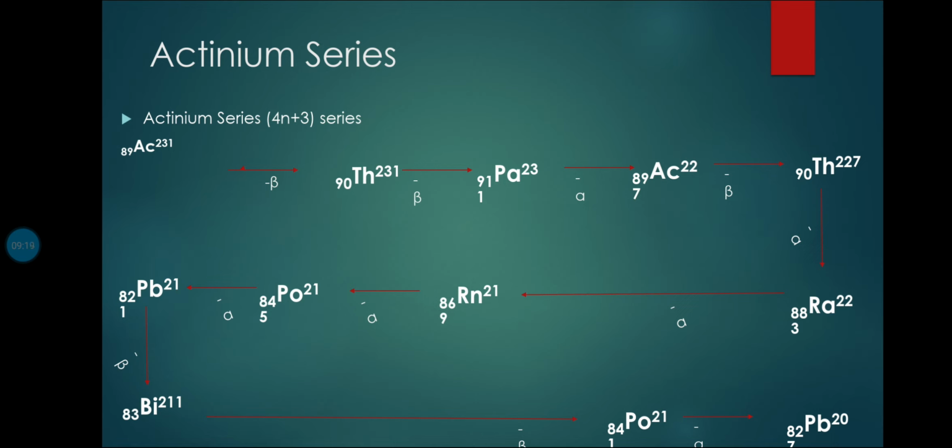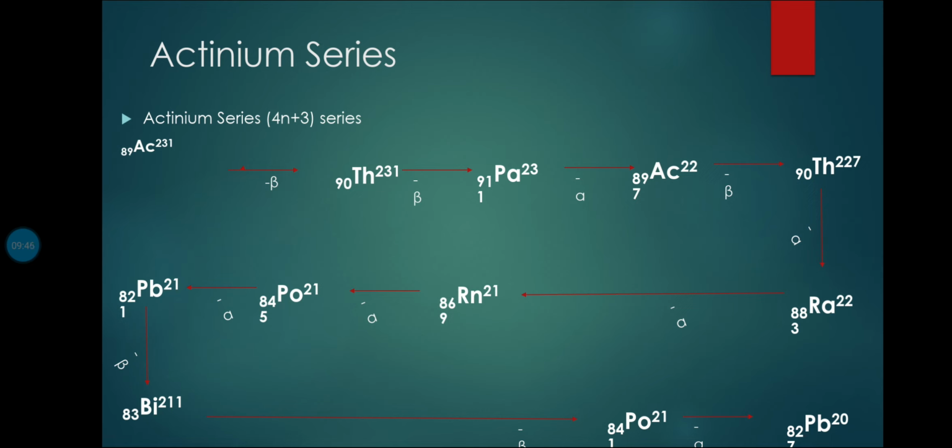Radon 219 emits an alpha particle. By emitting an alpha particle, the atomic number decreases by 2 units. 86 minus 2 is 84. The 84 is polonium, and the mass number decreases by 4. 219 minus 4 is 215.